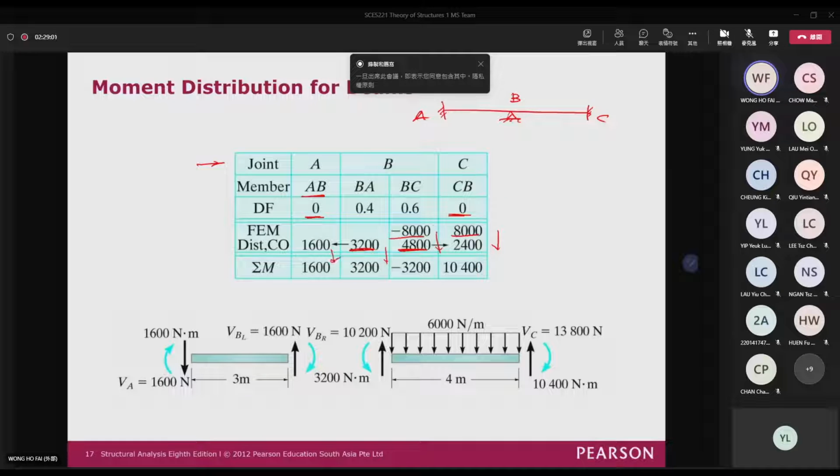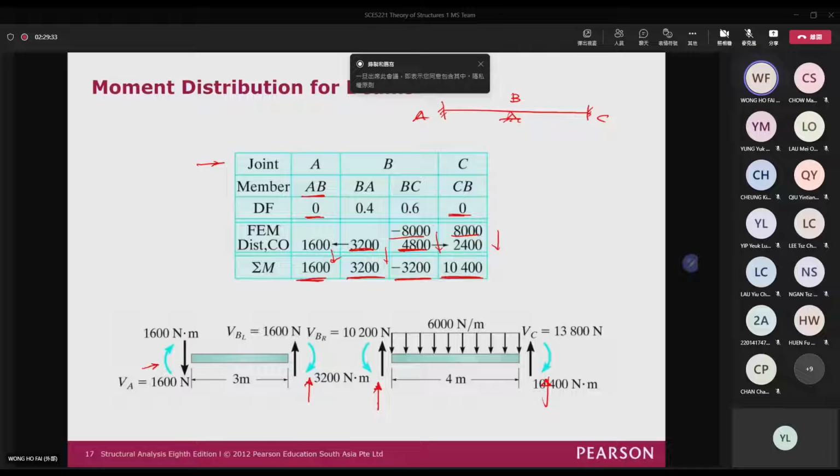And then you can get the answer: 1,600, 3,200, and then negative 3,200, and 10,400 here for the member end moments. Again, positive means clockwise, so you can see that this is the clockwise moment. Counterclockwise means negative, so you have negative, and you have positive here. Okay.